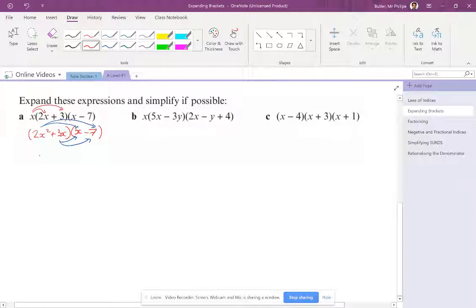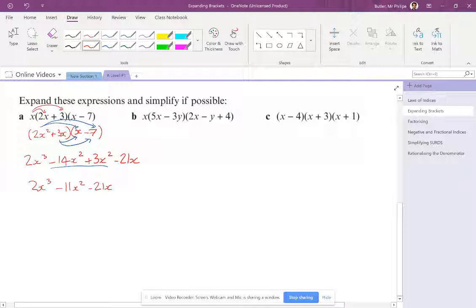And we're left with 2x cubed minus 14x squared plus 3x squared minus 21x. And then check to see if there's anything at all that you can simplify. Well, we've got these 2 terms in the middle here. So let's simplify those. 2x cubed minus 11x squared minus 21x. That's all of them.